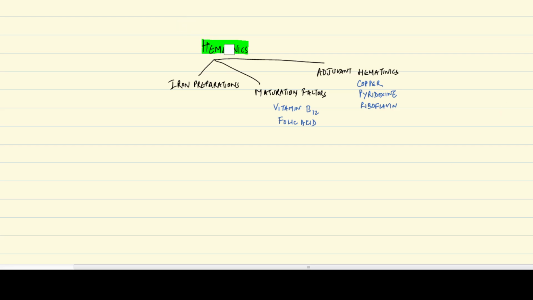So we've been talking about hematinics. We classified hematinics as iron preparations, maturation factors, and adjuvant hematinics. So in this lecture, we're going to talk more about iron preparations. So iron preparations, the only use in pharmacology is for the treatment of iron deficiency anemia.